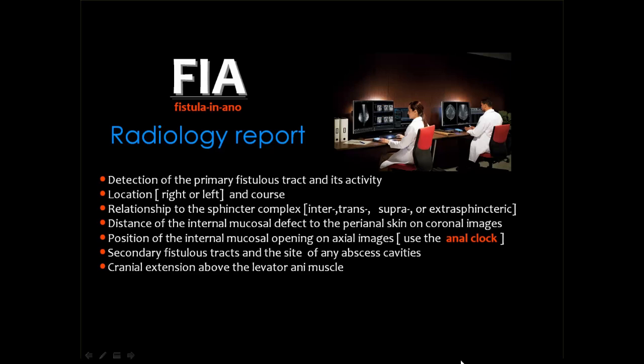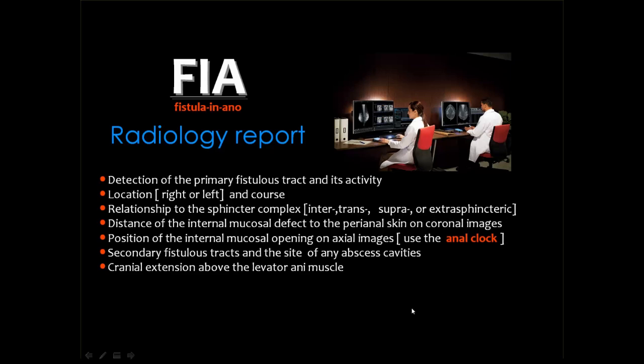Then, what are the items that should be included in the radiology report of a perianal fistula? Number one, it should detect the primary fistula tract and its activity. The activity is judged by enhancement if you inject contrast material, or by Doppler examination if you detect vascularity. Then you locate the site of the fistula, whether it is on the right or on the left, and the course with relation to the sphincters, if it is intersphincteric, trans, suprasphincteric, or extrasphincteric.